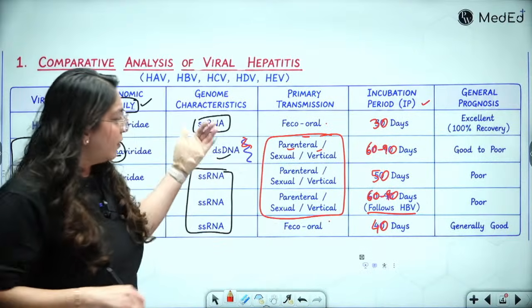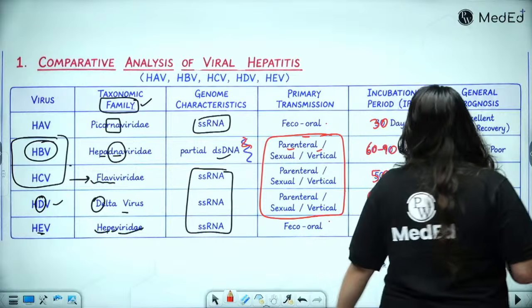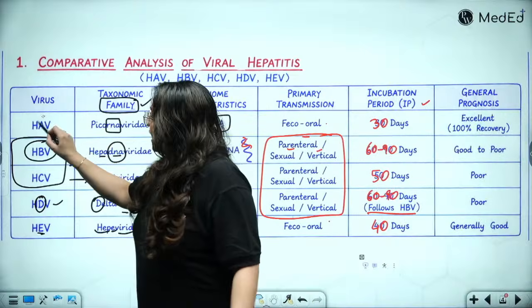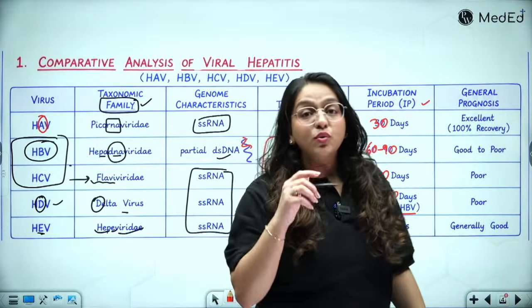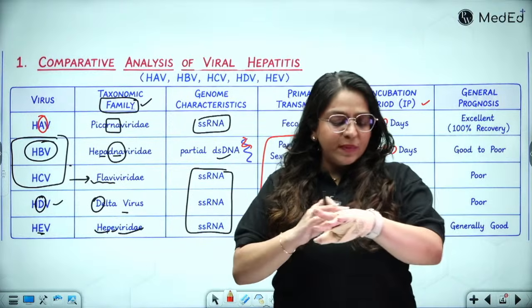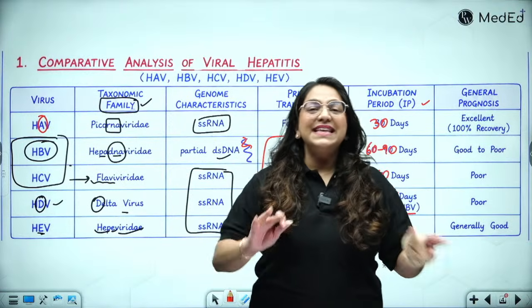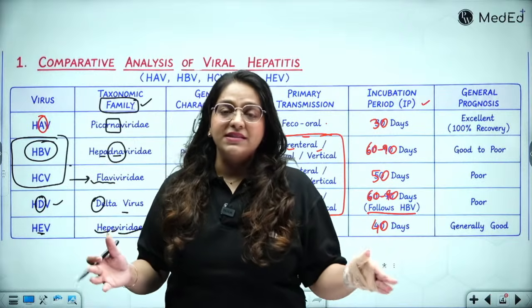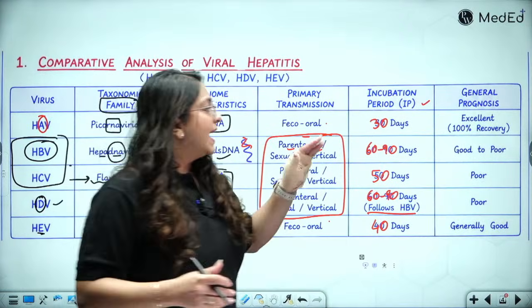So that is how it becomes easy for me. General prognosis. You know, hepatitis A is acute. So it is an acute virus. So of course, there's going to be 100% recovery. There is an excellent prognosis of hepatitis A virus. It is gotten through the fecal-oral route and there's excellent recovery.